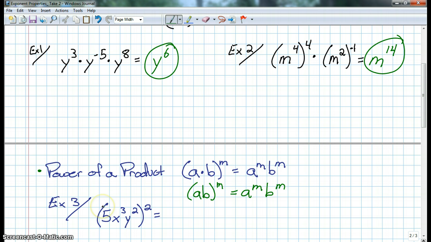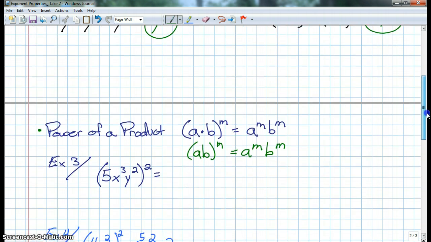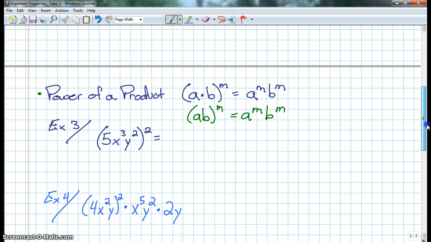Looking at example 3, and then we'll go ahead and take a look down here also at a tougher one with example 4. Pause the video now and try to take these two examples down in your notes and work them out quietly.